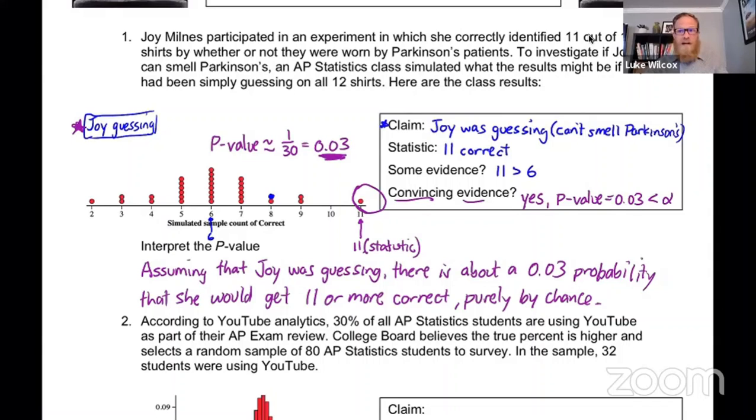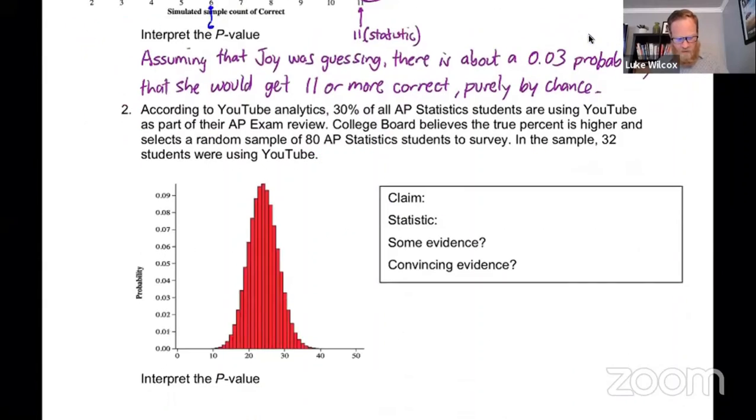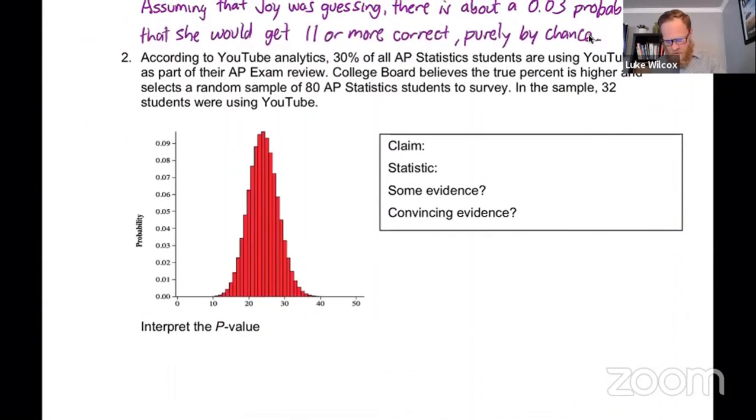So based on the observed outcome of 11 out of 12, we do in fact have convincing evidence that Joy can smell Parkinson's. Side note, the 12th one that she got incorrect, she had said that person had Parkinson's and that person did not have Parkinson's. But several weeks or months later, that person did in fact develop Parkinson's. Crazy story, you can look it up on the internet. All right, let's move on to question number 2.